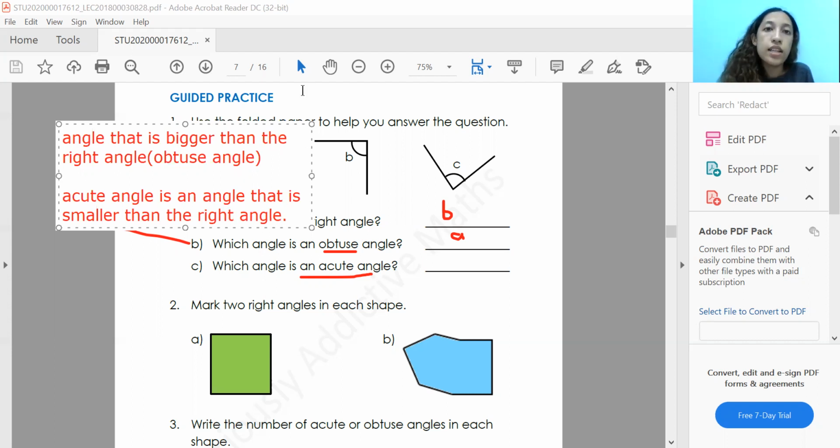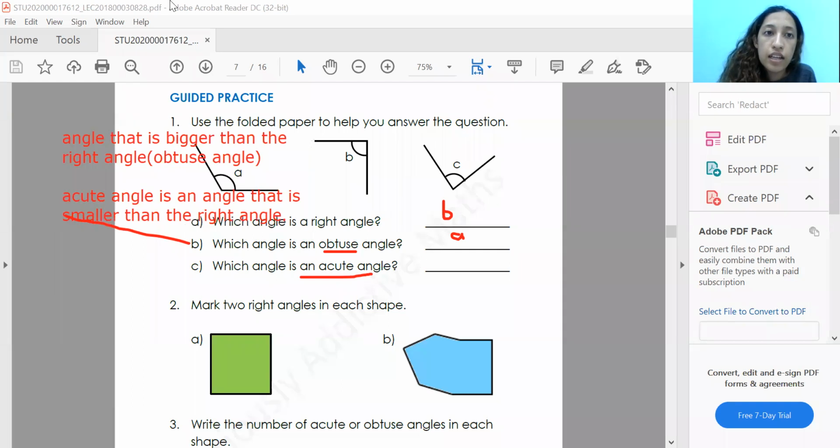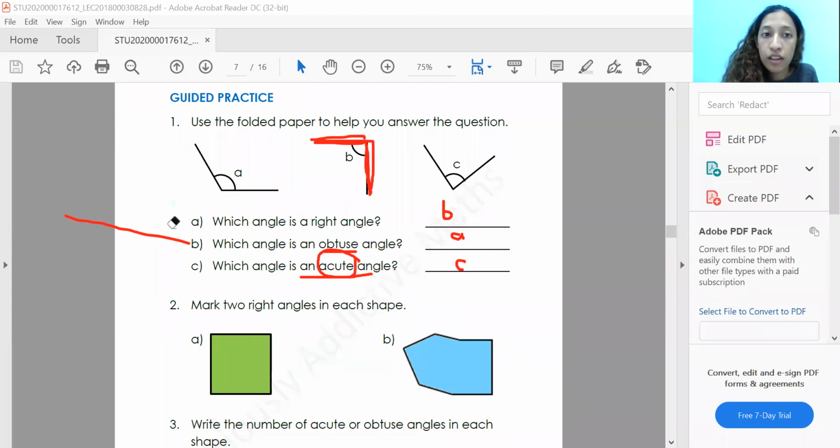Okay. So as you can see, let's look at C. It is smaller than your right angle, right? So if it is smaller than your right angle, it should be an acute angle. Okay. So right angle would be two very straight lines, horizontal and vertical. So that would form a right angle. An obtuse angle is when the angle is bigger than your right angle, and acute would be angle that is smaller than your right angle. Okay, let's do more on this.